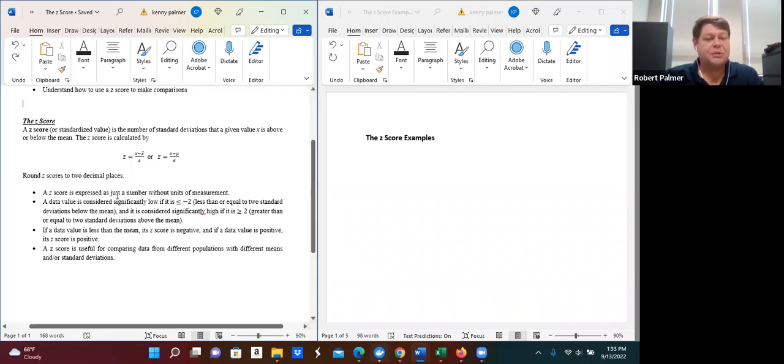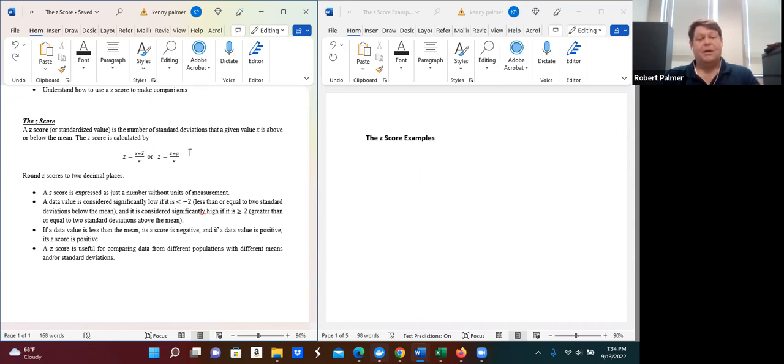A z-score is expressed as just a number without units of measurement. That's because the units of x and your mean are the units of the population. If we're talking about height, it might be height in inches, and your standard deviation has the same units as x and your mean. So for example, for height in a population, this would be inches divided by inches, which then would be unitless.